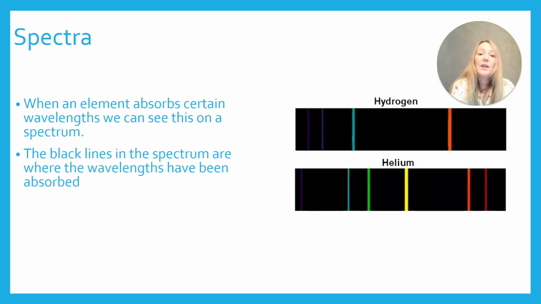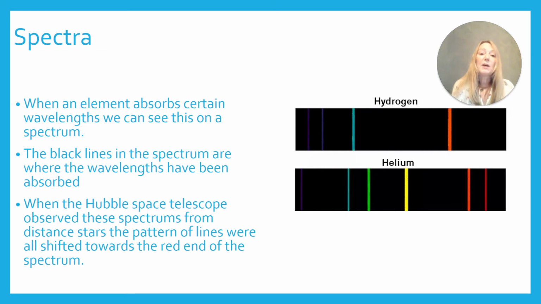And so every element that we can see within a star or within a material will absorb certain wavelengths and reflect back others. And so what we can see, if we look at hydrogen, is that all of the black areas are where that particular wavelength has been absorbed. And again, the one below is for helium, and these are unique to every single element.